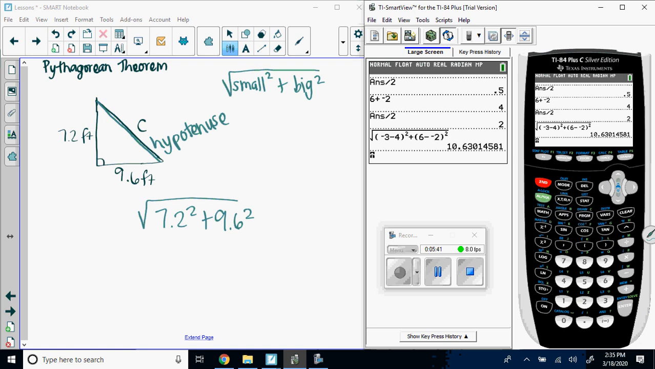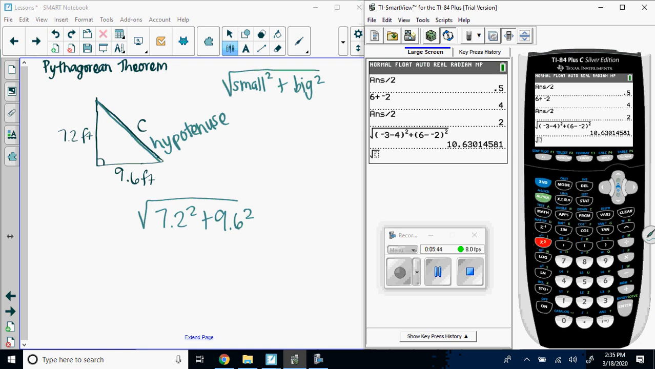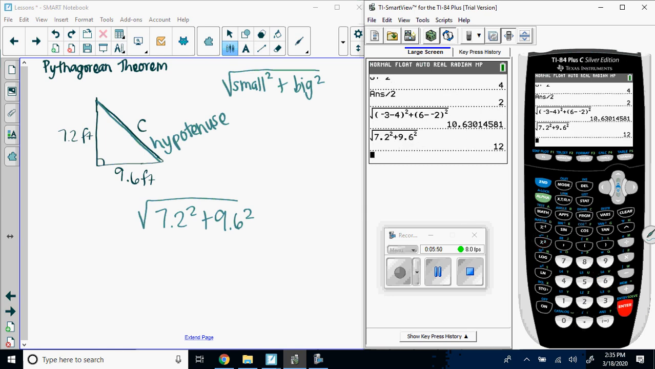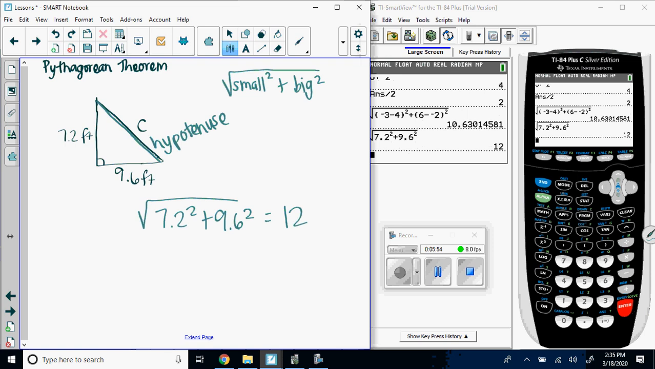Then we just type it into our calculator. So square root of 7.2 squared plus 9.6 squared is 12. Oh, that's nice. It's just a straightforward, no decimal answer. Okay, and this problem does have units on it. It's feet. I think this problem actually came from the homework too. I think this was number 10 on the homework.